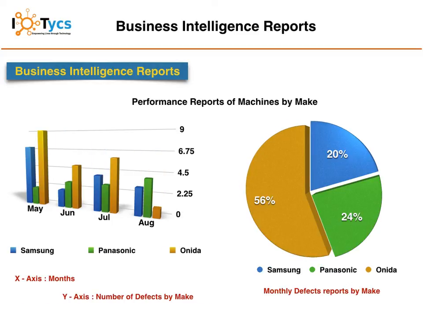This sample analytical report here shows the performance of the machines over a certain period of time, which can again be chosen by the business users. So this performance is measured by different machines or different models like Samsung or Panasonic or Onida, like how much time you see, the working hours of those machines. Primarily, this performance is monitored by the number of defects each machine throws in a given financial year or in a given period of time.